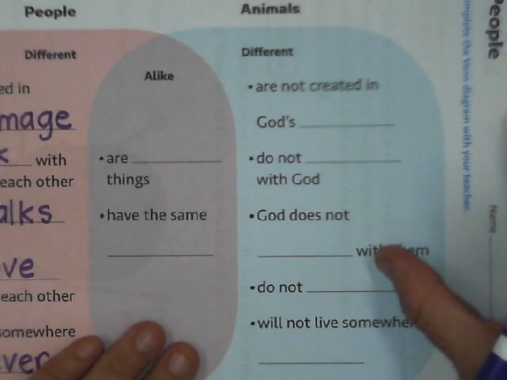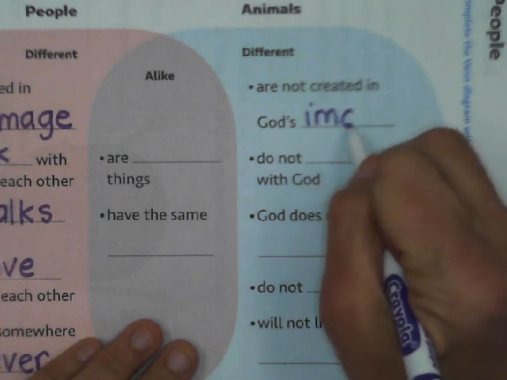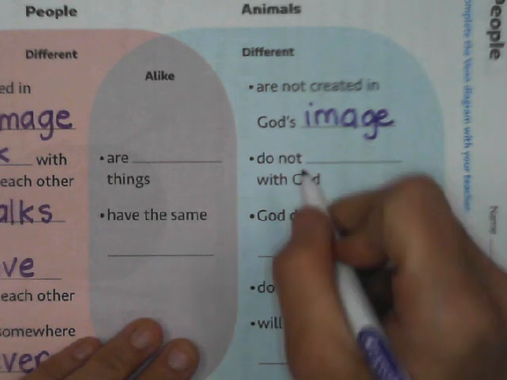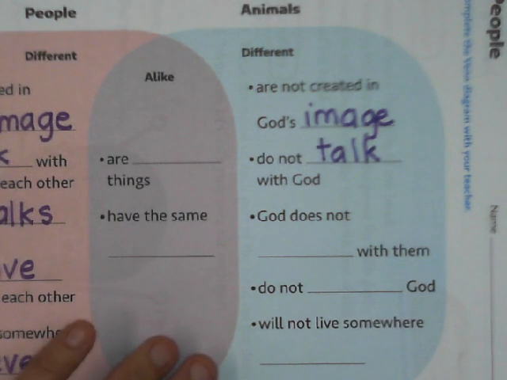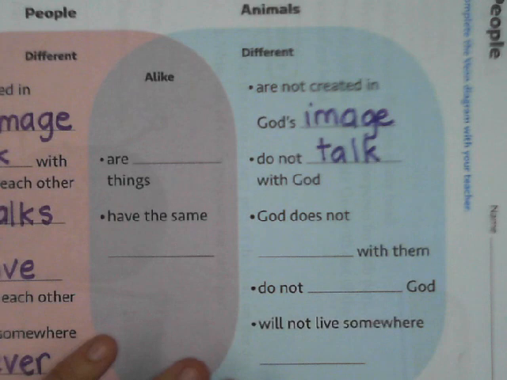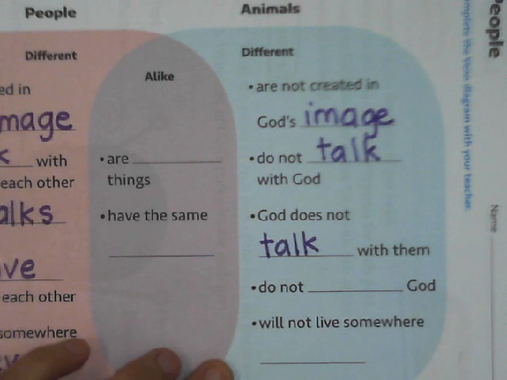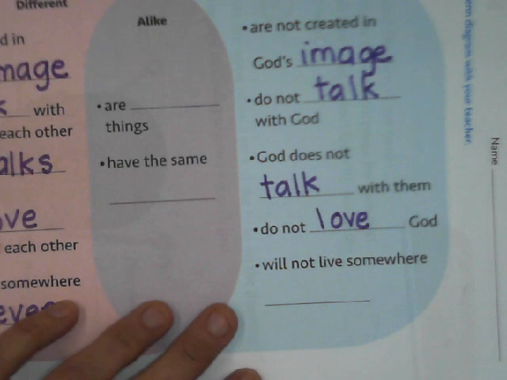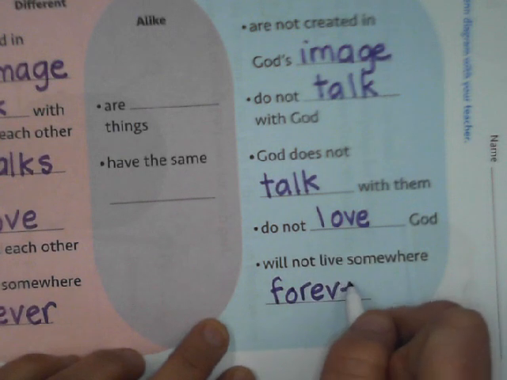Let's go over to the animals. So animals are not created in God's image. Animals do not talk with God. And God does not talk with them. Animals do not love God and will not live somewhere forever.